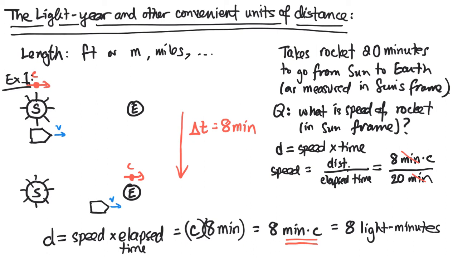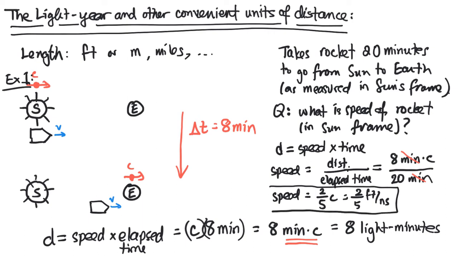Which is what? 2/4? No, it's not 1/2. If we divide the top by 4, we get 2. If we divide the bottom by 4, we get 5. So this would be 2/5 c. We could just leave it at 2/5 c, or we could also say 2/5 of a foot per nanosecond. And that's the speed of the rocket in the sun's frame. So it's convenient. We never had to do anything with meters or seconds. The units of the problem are convenient because all of the travel times are in minutes and the distances are in light minutes.